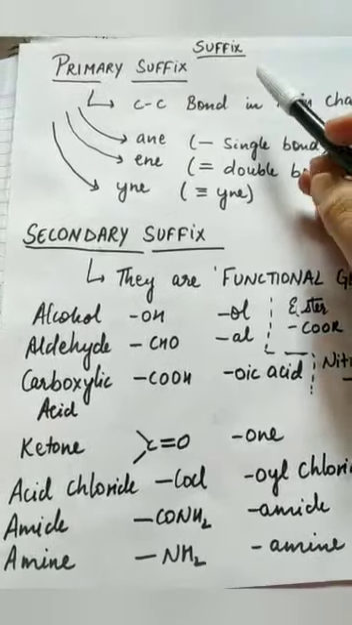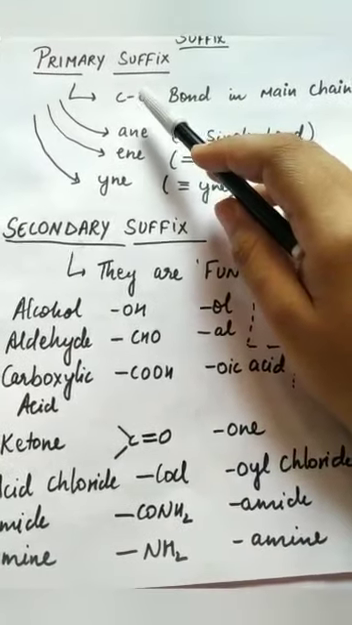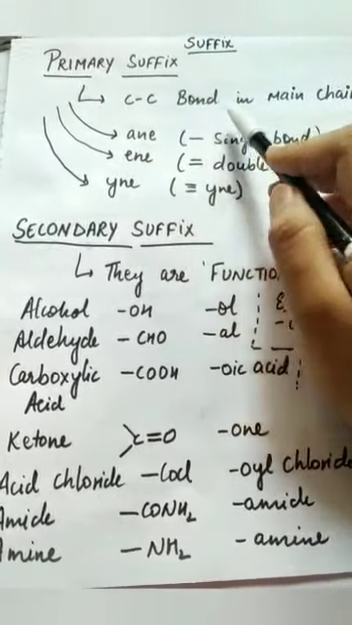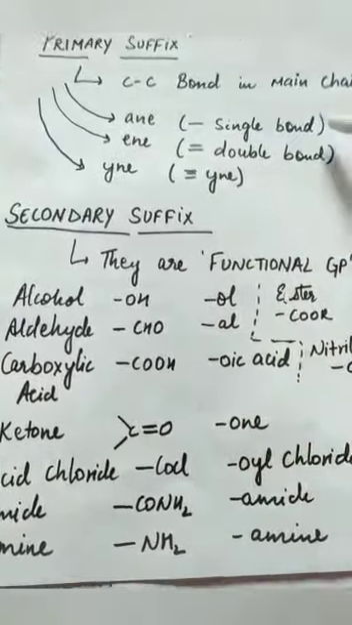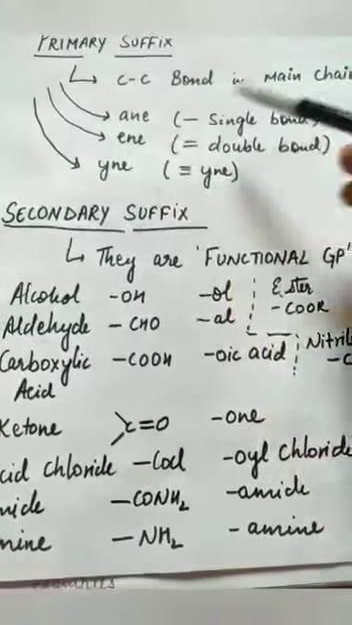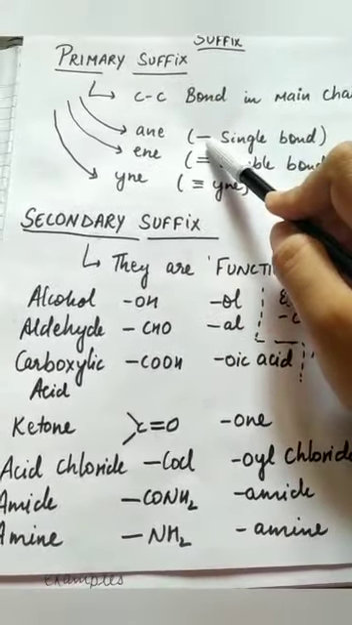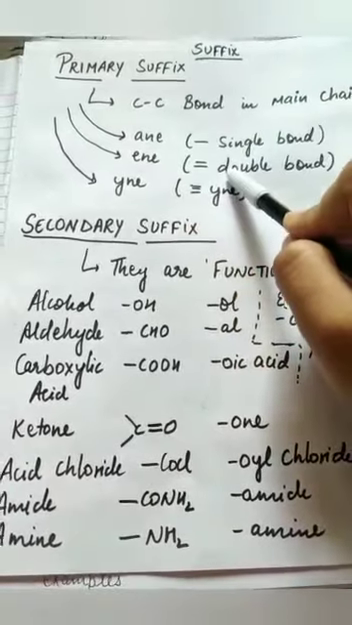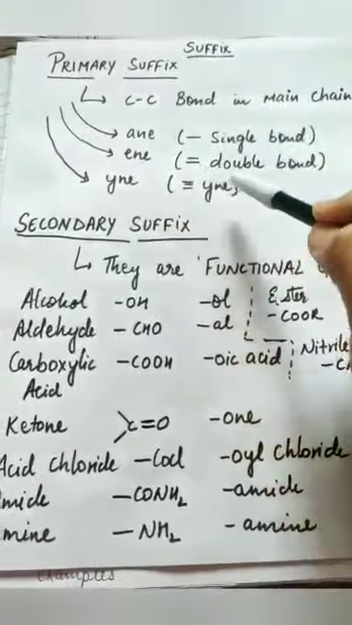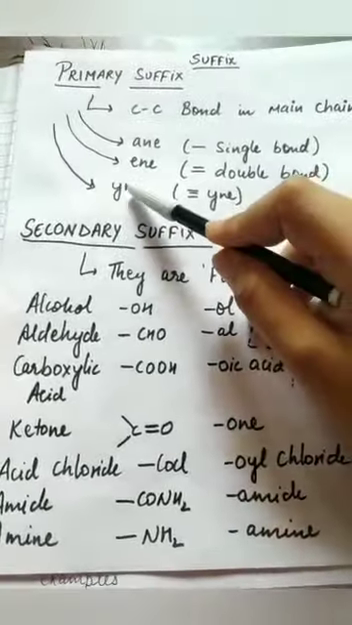Now comes the suffix. Primary suffix. How we find the primary suffix? By the carbon-carbon bond present in main chain. So if in the main chain single bond is present, then we will add ane. If double bond is present, we will add ene. If triple bond is present, we will add yne.